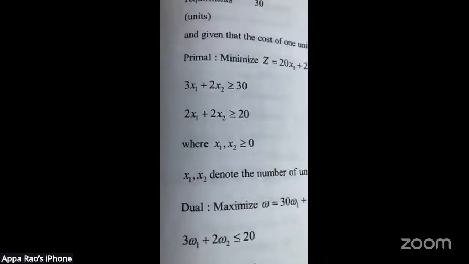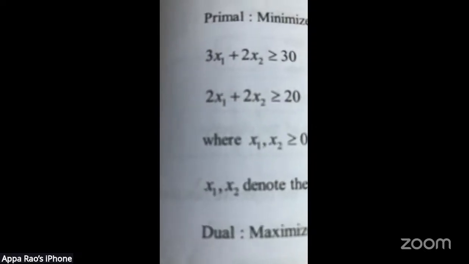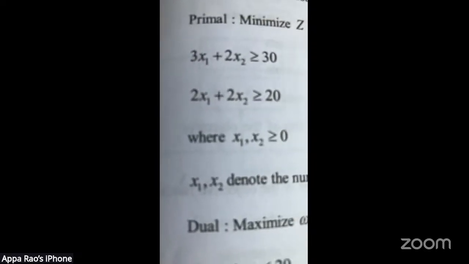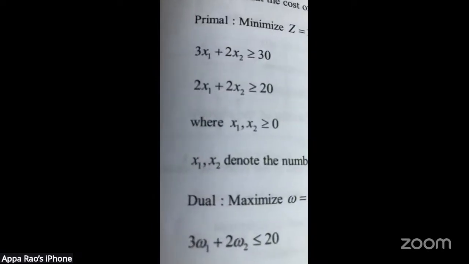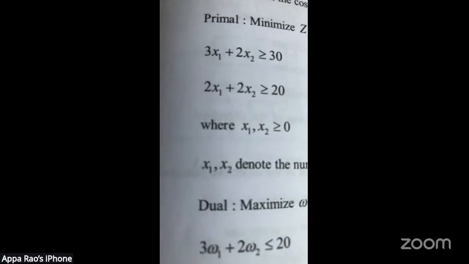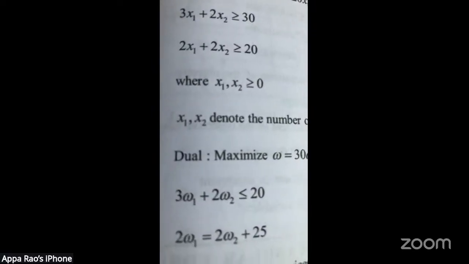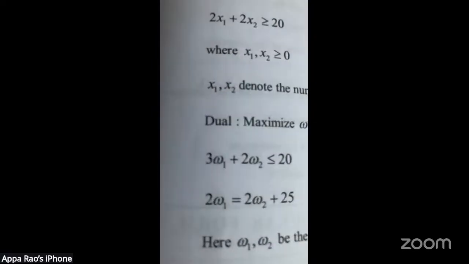Primal: minimize z equal to 20x1 plus 25x2, subject to constraints. What are the constraints here given? 3x1 plus 2x2 greater than or equal to 30, 2x1 plus 2x2 greater than or equal to 20, where x1, x2 greater than or equal to 0. x1, x2 denote the number of units of F1, F2 respectively.